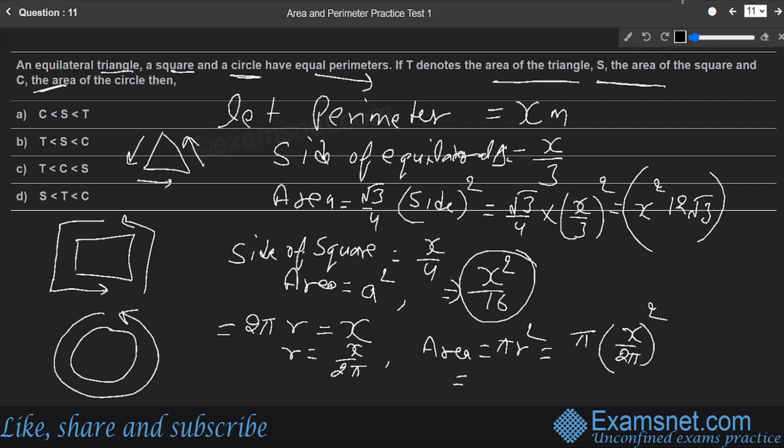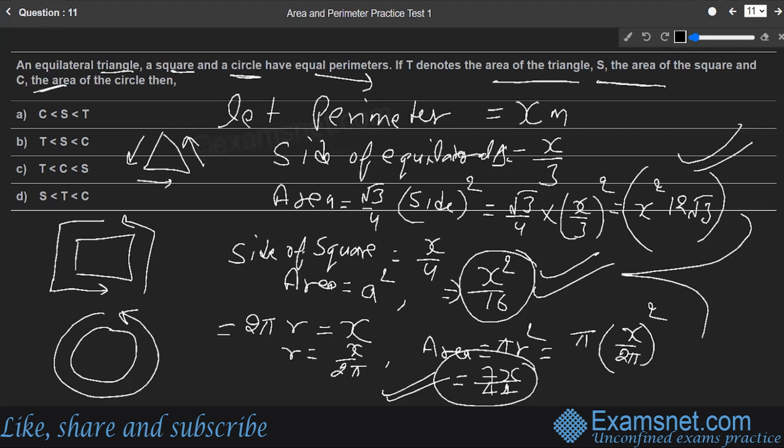If we solve this, in place of r we have placed x, so it ultimately comes out to be 7x by 44. So these are the three areas that we have got: 7x by 44 for the circle, x square by 16 for the square, and x square by 12 root 3 for the equilateral triangle.